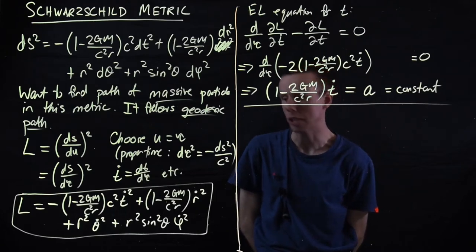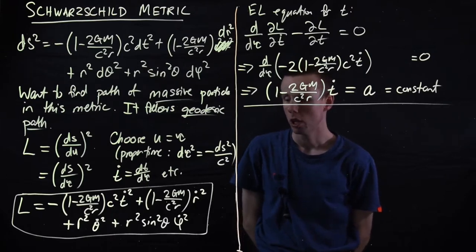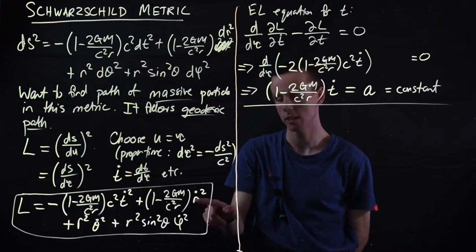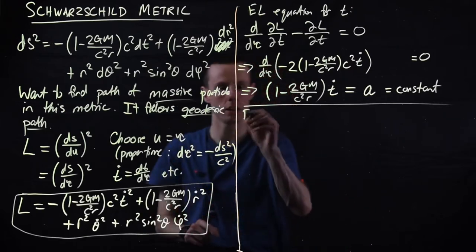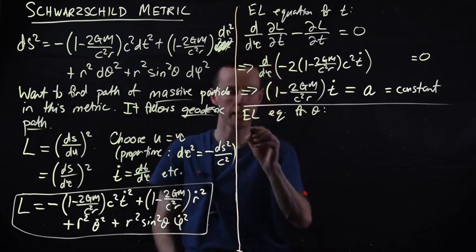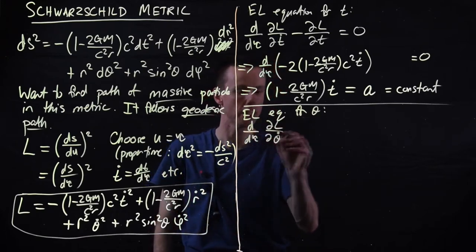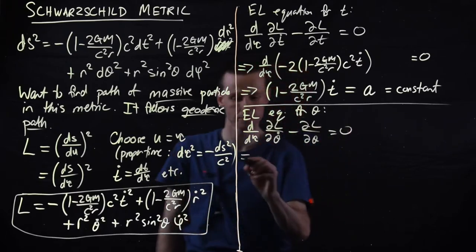Okay, what next? Get the Euler-Lagrange equations for the other coordinates. The next one that comes up is r, but let me leave it for the time being. Let me come back to that after, and let me do theta and phi first. So let's do the Euler-Lagrange equation for theta. What will that be? d by d tau of dL by d theta dot minus dL by d theta equals 0.